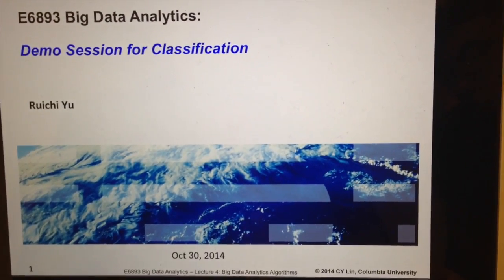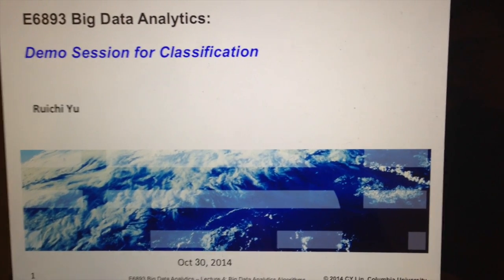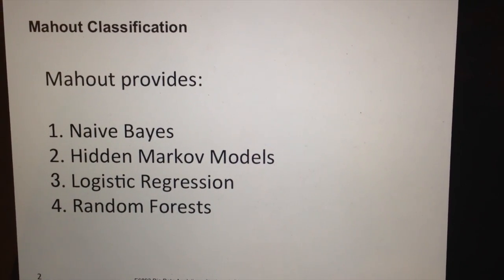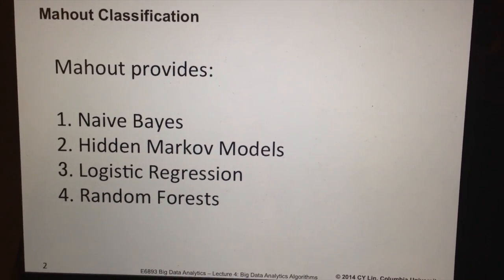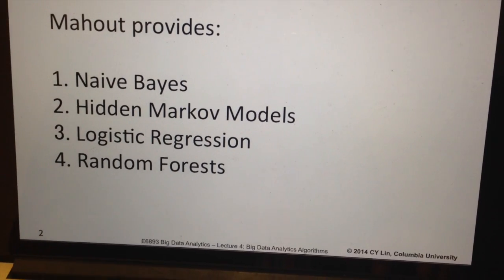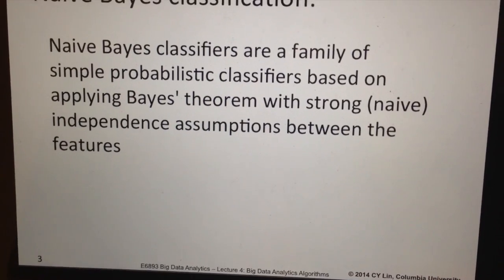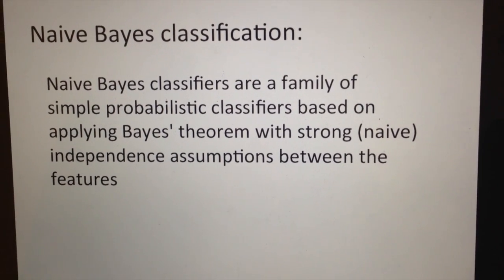Hi everyone. Here is a demo session for the Mahout classification for big data analytics. For Mahout classification, there are four possible algorithms that Mahout provides: naive Bayes, hidden Markov models, logistic regressions, and random forests. Today I will show you some examples for naive Bayes classification.